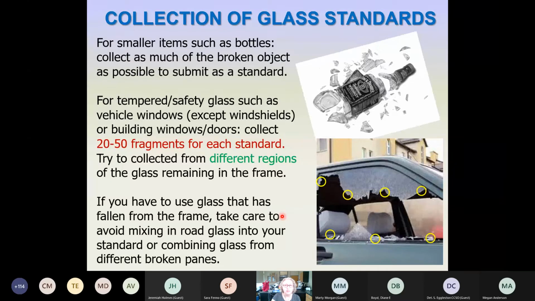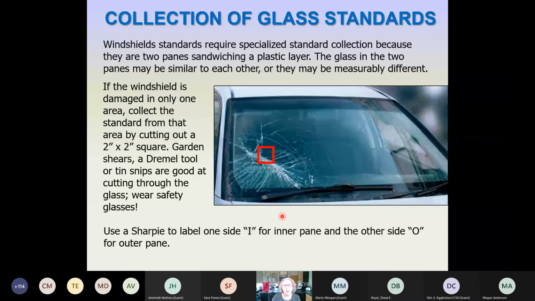And if you do think you have a mixture, if you alert us, that will help us make sure that we're doing some extra screening steps to make sure we don't get confused. For a windshield standard, we need a little specialized action on your part.